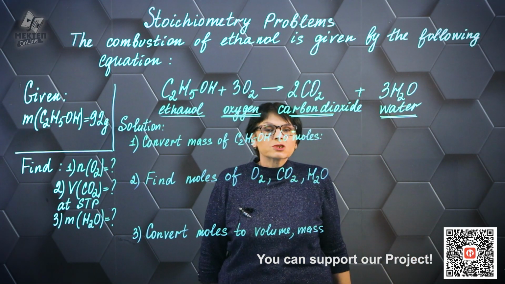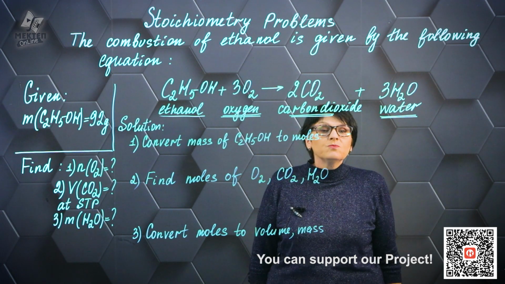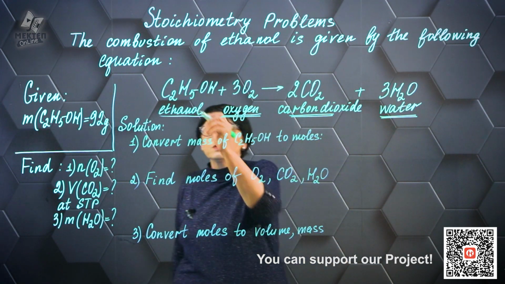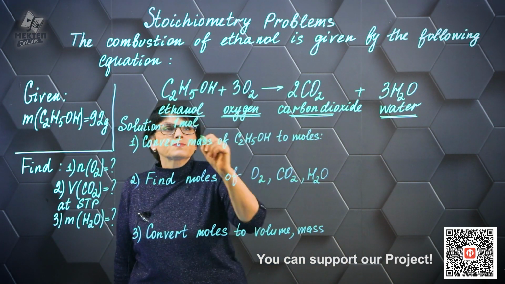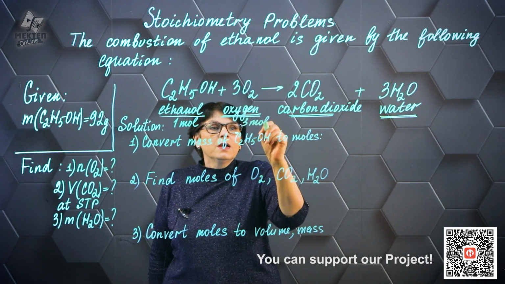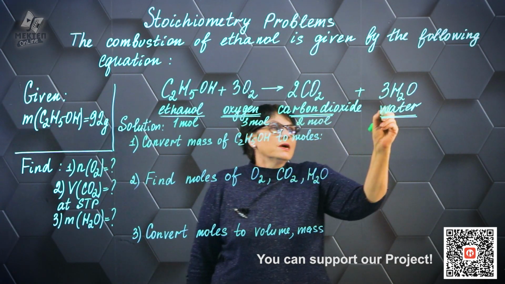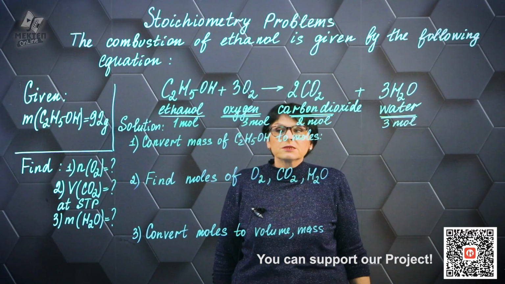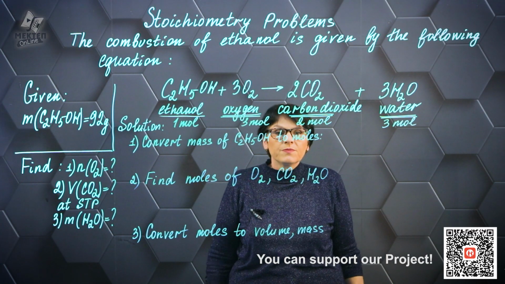Now, since we're going to solve this through the so-called mole method, let's write the known moles under these substances, from the equation. So for ethanol, it's 1 mole. For oxygen, it's 3 moles. For carbon dioxide, it's 2 moles. For water, it would be 3 moles. Where do these numbers come from? Obviously from the coefficients in front of the formulas.